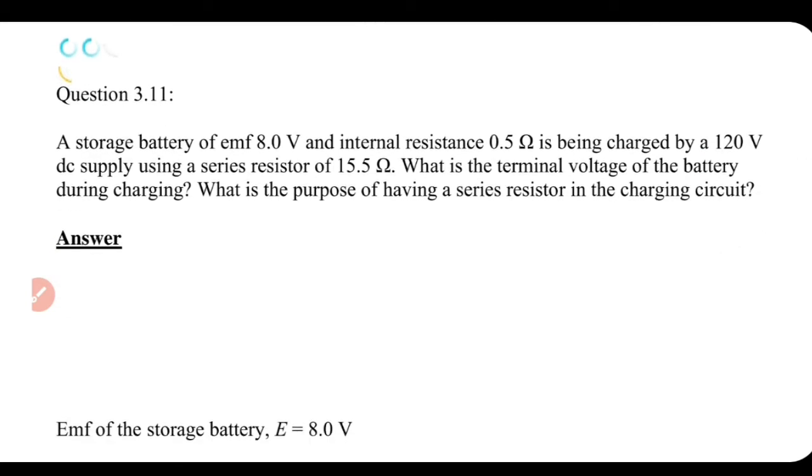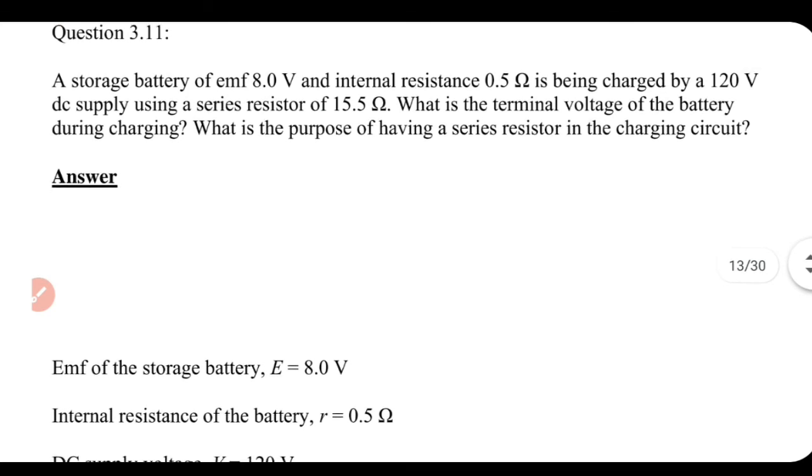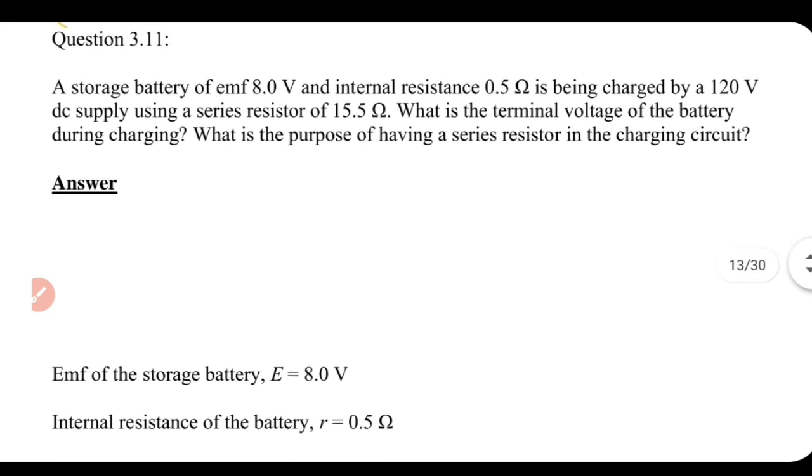Now coming to question 3.11: a storage battery of EMF 8 volt and internal resistance 0.5 ohm is being charged by a 120 volt DC supply using a series resistor of 15.5 ohm. What is the terminal voltage of the battery during charging? What is the purpose of having a series resistor in the circuit? That is what is asked.